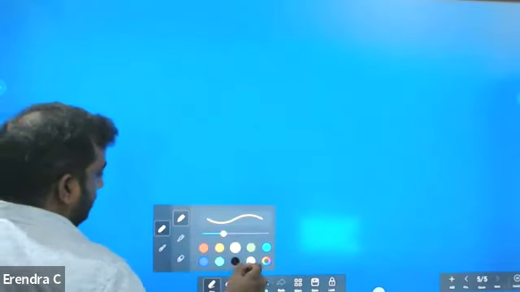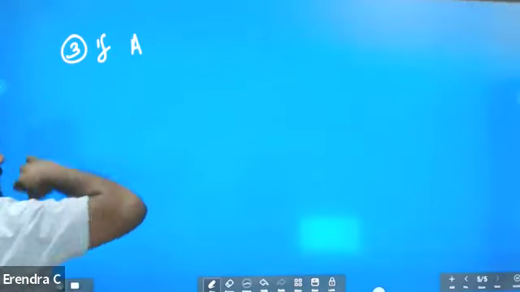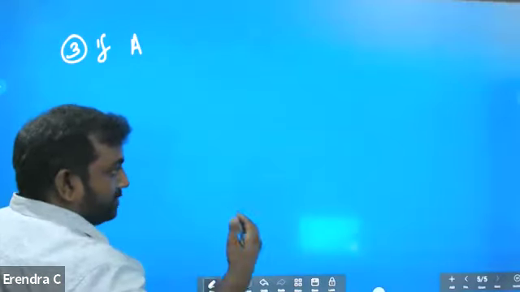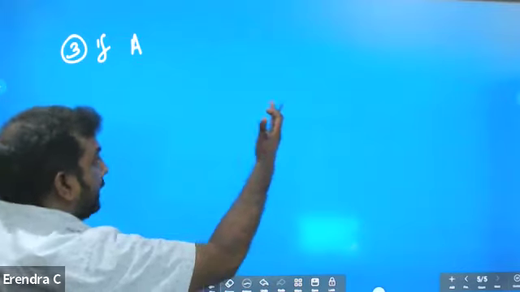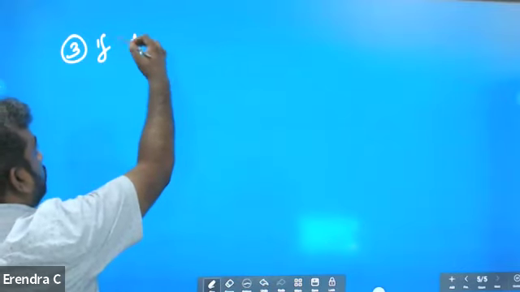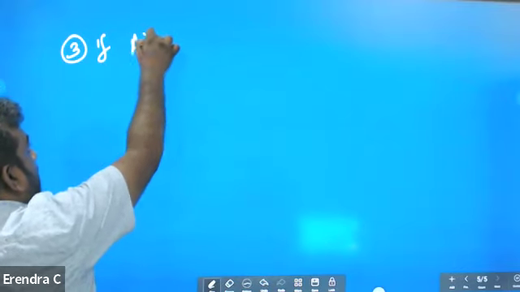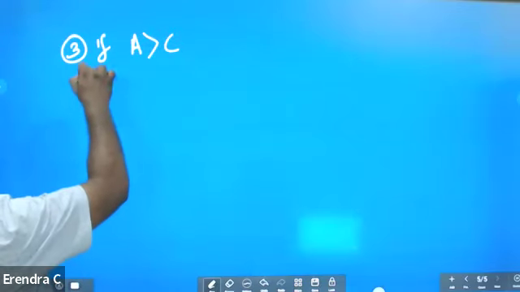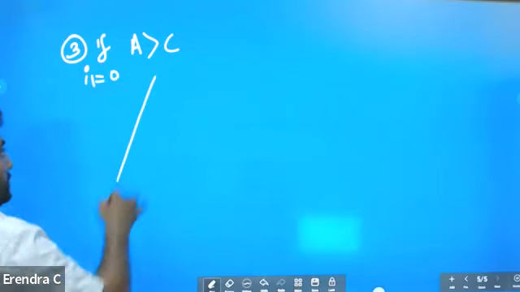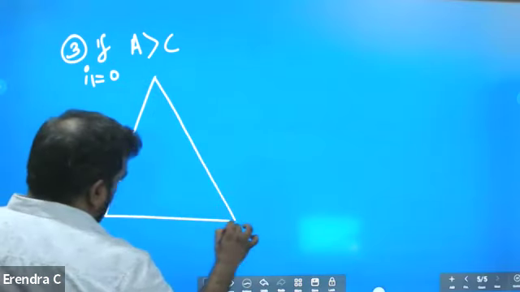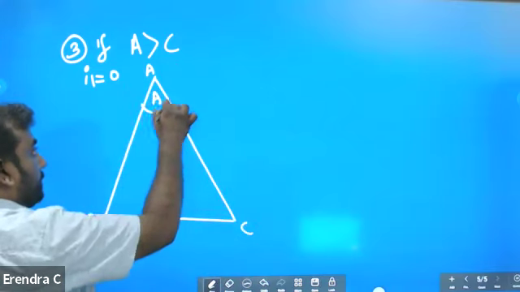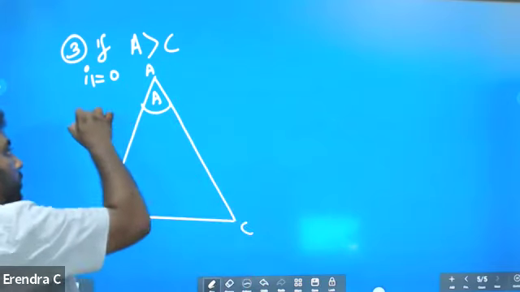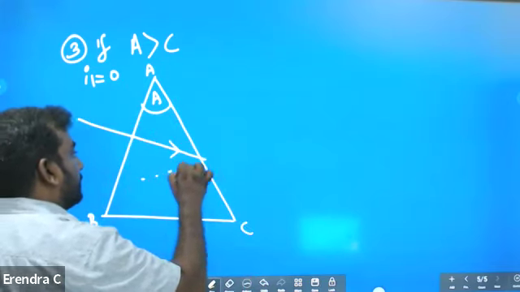What's the third point? Now the next option is A greater than C. Greater than C means how much greater? You have two important points. So let's take A is greater than C. I1 equals 0, this is your prism angle. Light rays are coming straight.